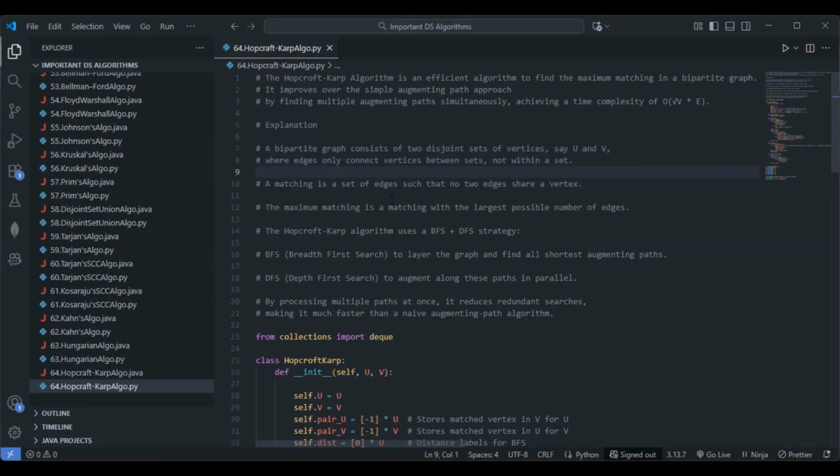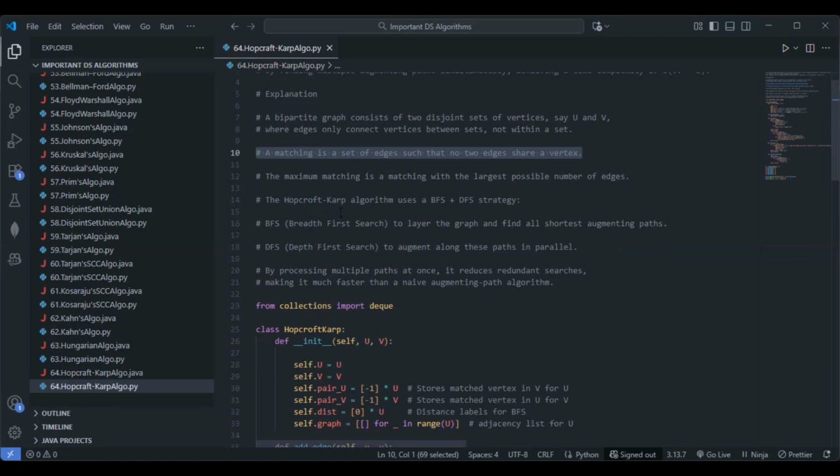Now, a matching is a set of edges such that no two edges share a vertex, right? No two edges share a vertex. So this is fine, I believe. The maximum matching is the matching with the largest possible number of edges.